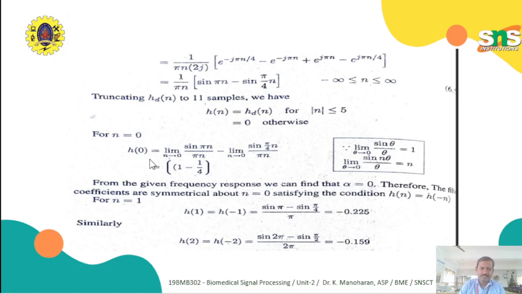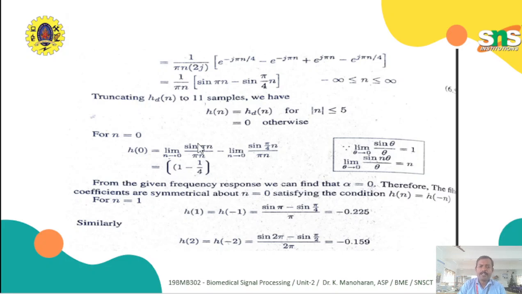Look at this h of 0: limit n tends to 0, sin n pi divided by n pi, minus limit n tends to 0, sin n pi by 4 divided by n pi. We have these formulas: limit theta tends to 0, sin theta divided by theta equals 1. Similarly, limit theta tends to 0, sin n theta divided by theta equals n. I am going to use these two formulas. If you substitute, I get 1 minus 1 by 4. So we can subtract this value.